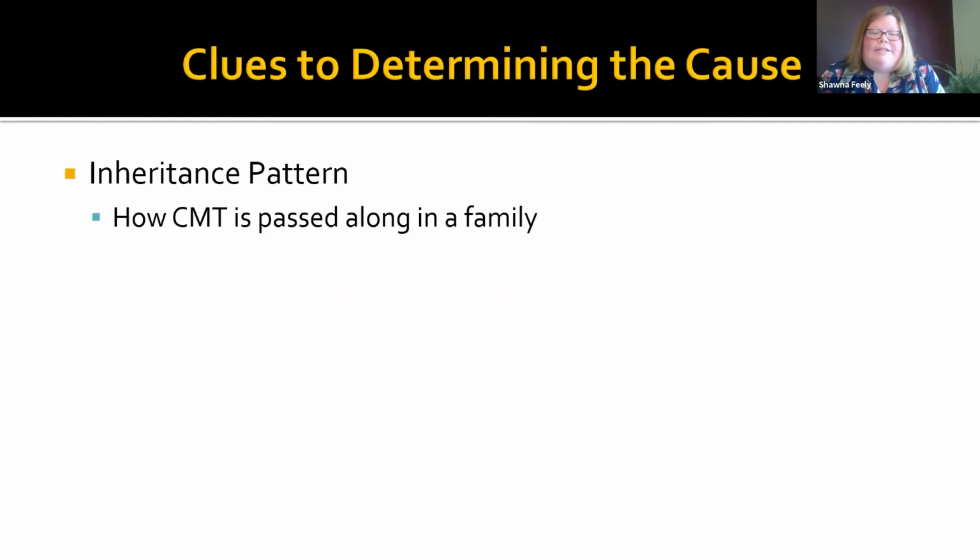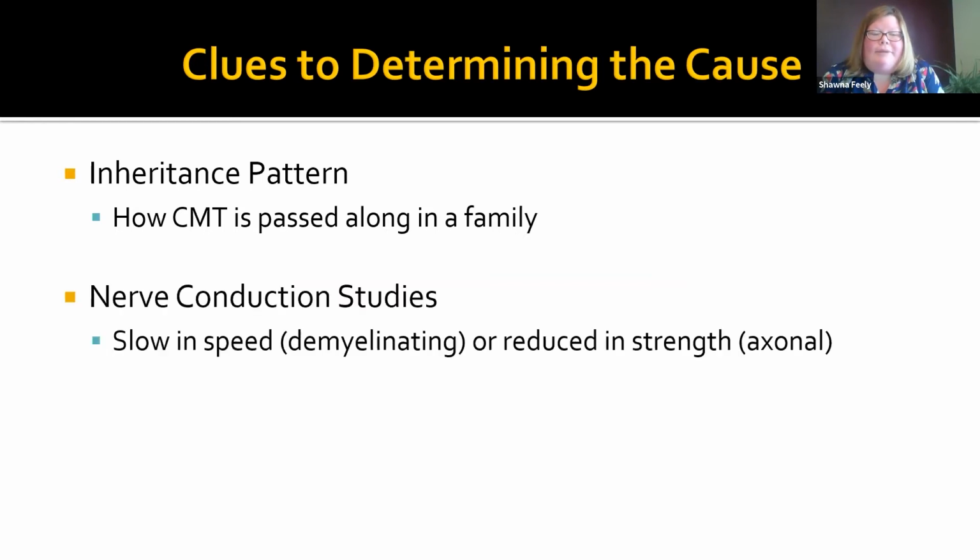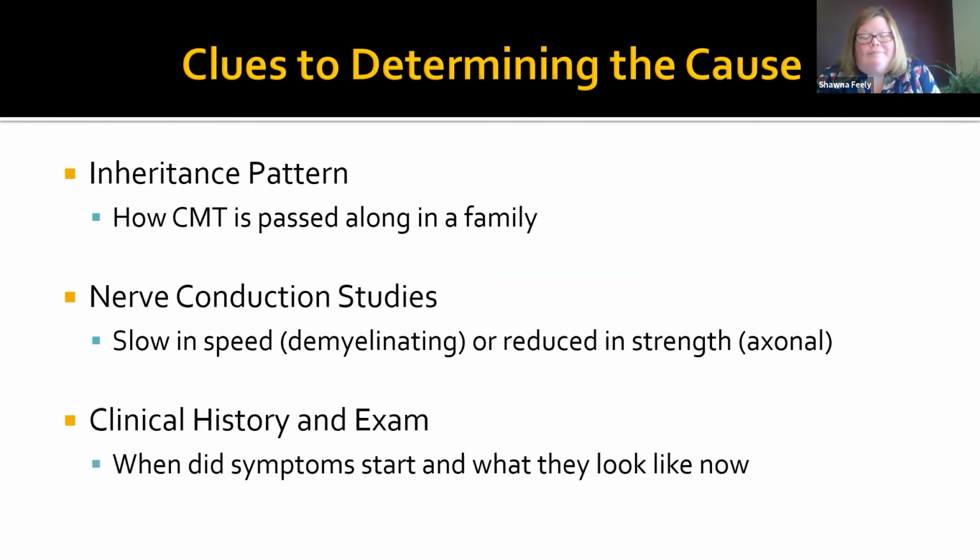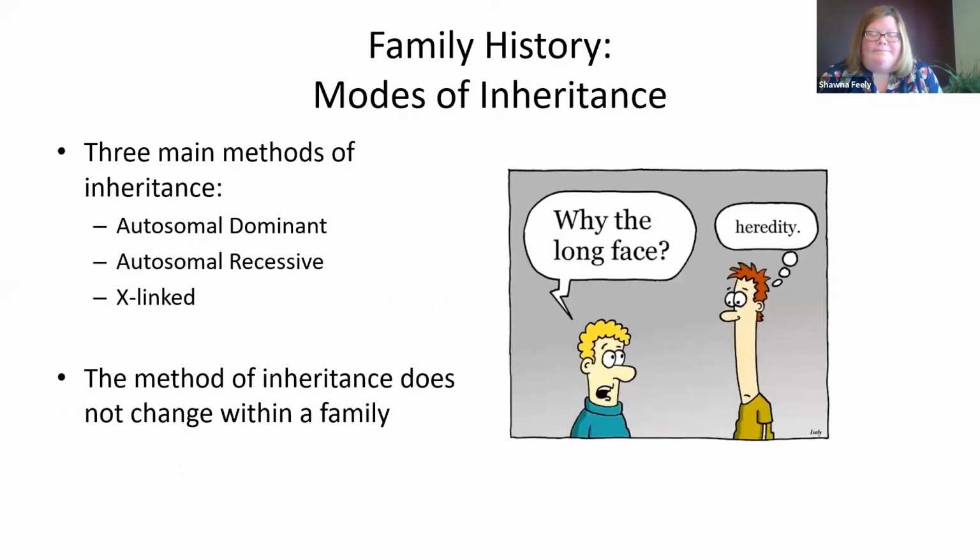So the inheritance pattern, or how the CMT is being passed along in the particular family, nerve conductions, which is everyone's favorite test, that show if the speeds are slow or if there's a problem with the axon. And also the clinical history and exam, like when did symptoms start? How do they progress? What do they look like now? All of those are clues to help us define CMT.